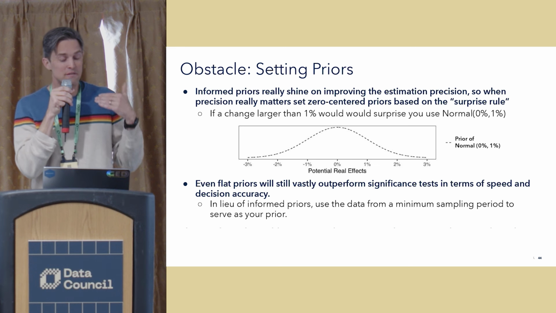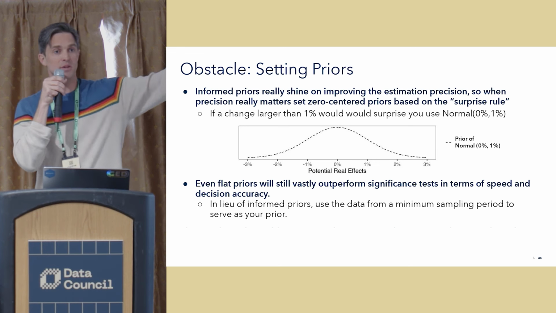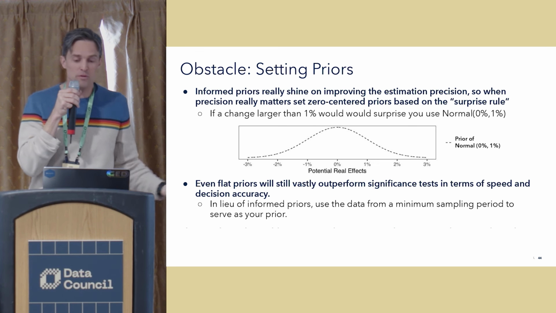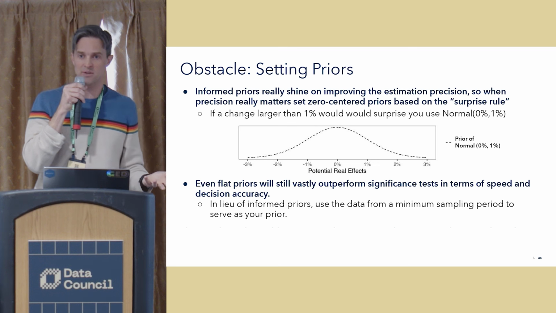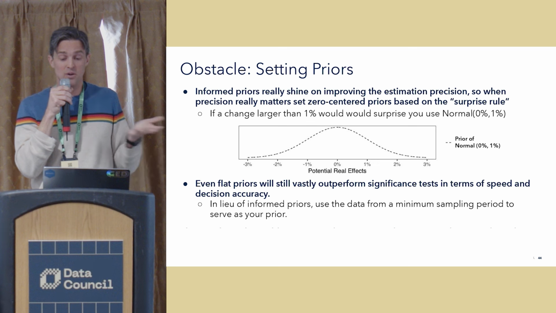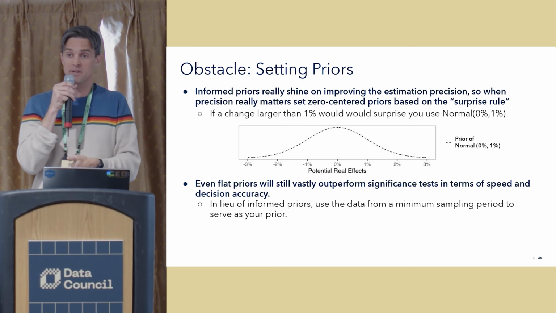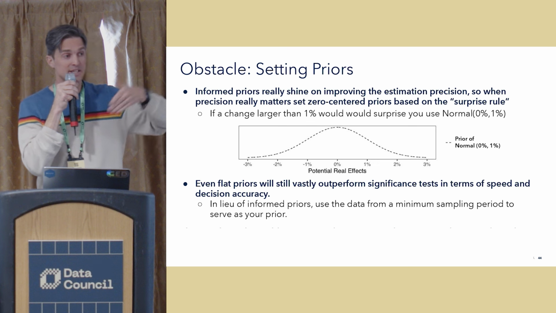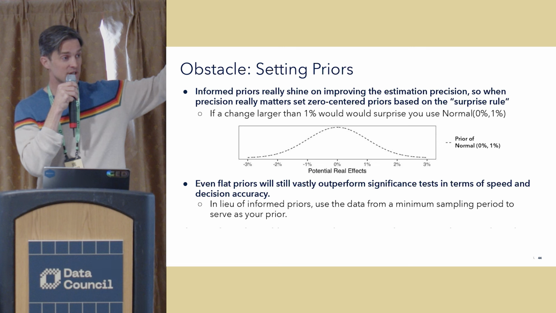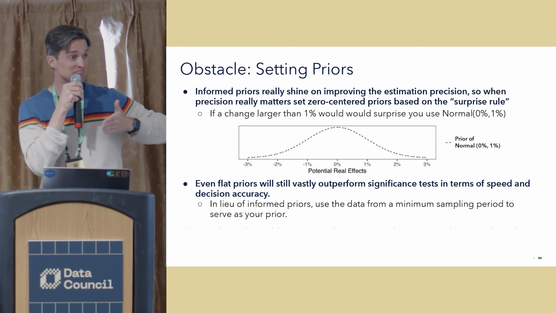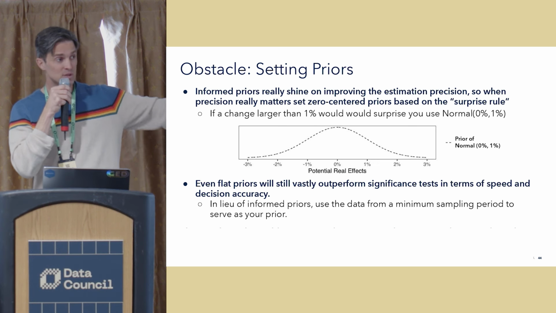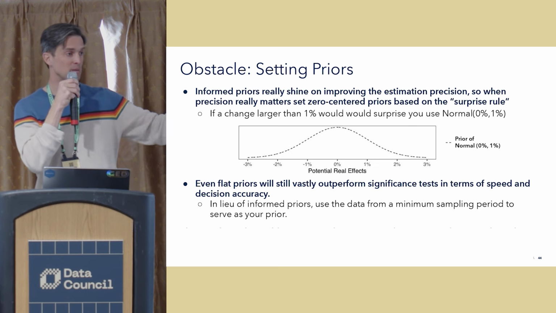But the good news is that even flat priors, so that's when you say every effect size is equally likely, and these are often criticized, are still going to outperform significance tests in terms of speed and decision accuracy. But as you saw earlier in my demonstration, in lieu of informed priors, you can also just use the data from your minimum sampling period as your prior. The way that Bayesian updating works is that yesterday's posterior is today's prior. So if you have a 7-day minimum sampling period, the data you collect during that period is literally your prior on day 8. And as I showed, it's a way to calm down the decision-making model.